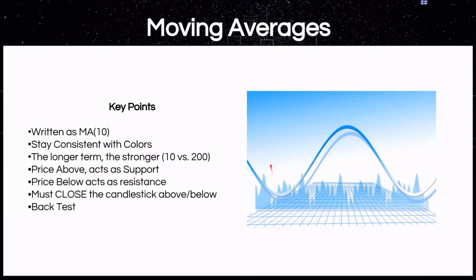So when the price is above a moving average, let's say here's our moving average, when the price is trading above it, this acts as support and bounces off of it, and when the price is below it, it acts as resistance and rejects the price.